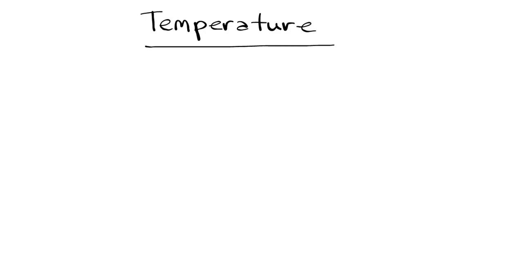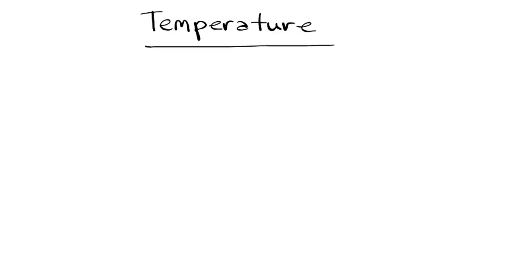Hi there. We're going to talk about temperature and how to do some of the math, which basically boils down to conversions. Temperature is a measure of the kinetic energy of the particles that make up an object. There are three different temperature scales that are commonly used.